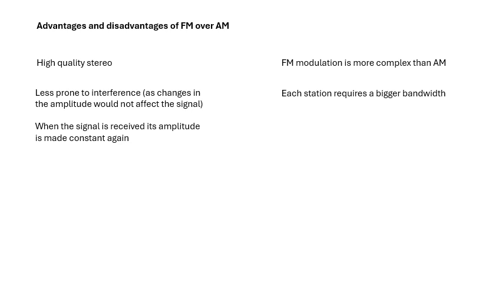Remember this, advantages and disadvantages of FM over AM. So FM, high quality stereo, much better quality. You just on the radio in the car go between BBC 5 Live, which would be AM on medium wave, and Radio 1 VHF, and notice the difference, and it is significant. So high quality stereo, less prone to interference.